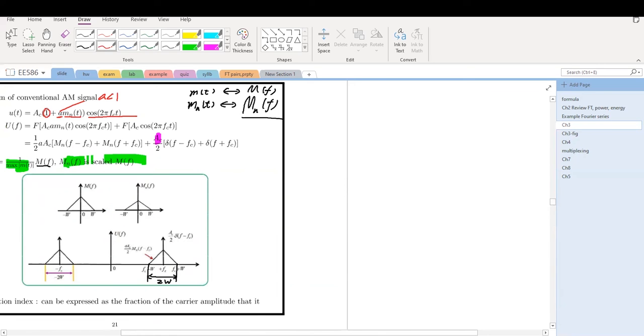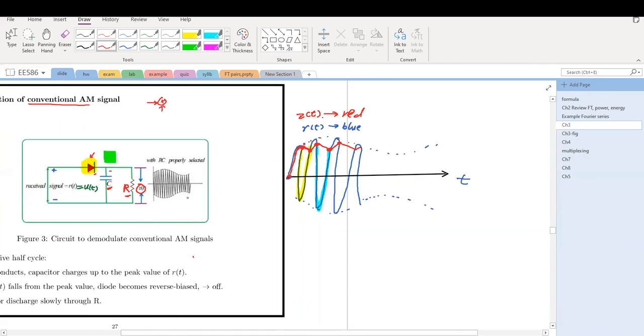So the carrier signal is here, transmitted. This one is added to make sure overmodulation does not occur, such that the simple circuit at the receiver can detect the shape of the message.